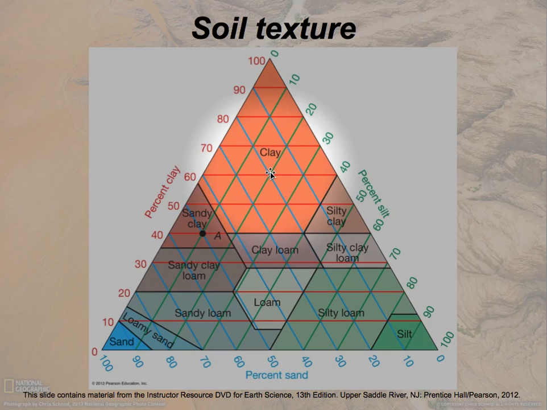If we find, let's say we have an example of, let's go 60% sand, 30% clay. So we have 60 and 30. That means we must have 10% left, right? So we have 60% sand. Find our sand line, which is the green line. We go up to our 30% clay line, which is here.